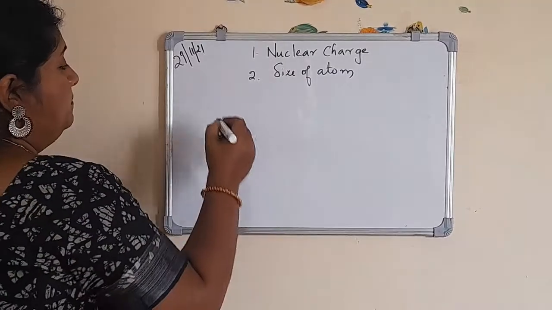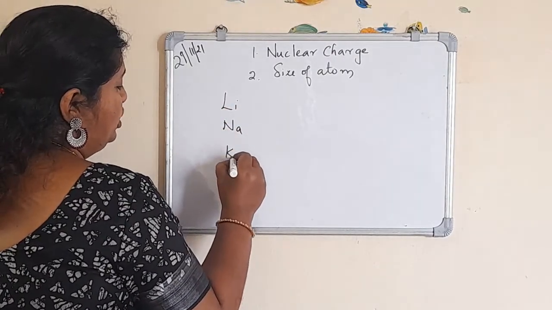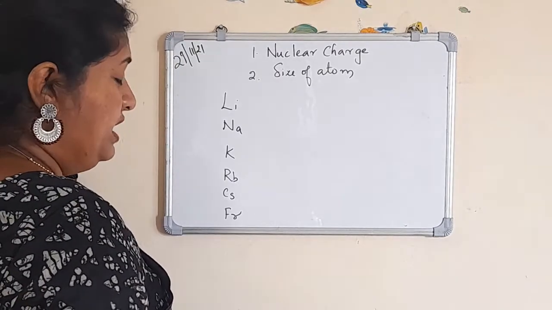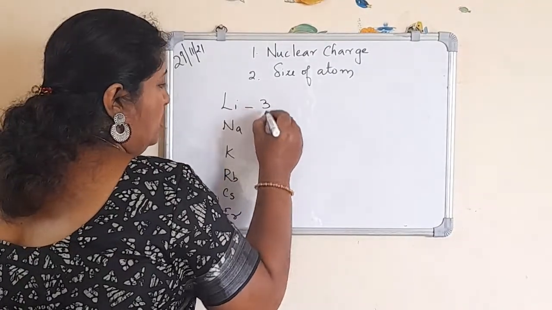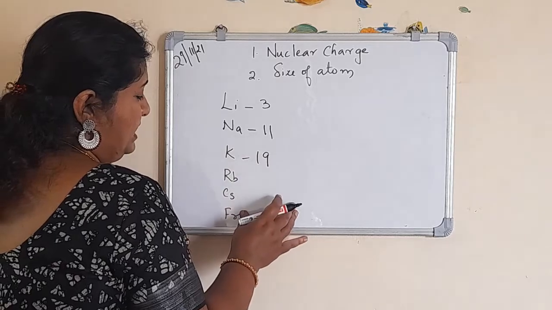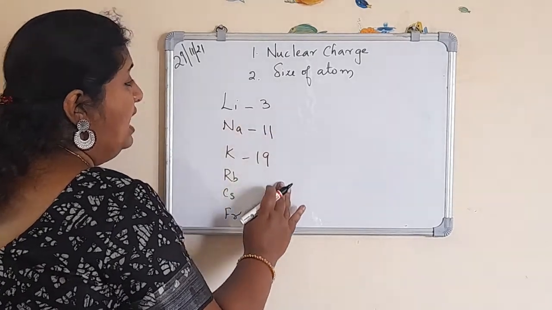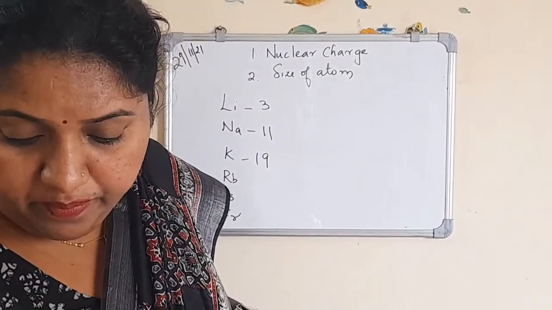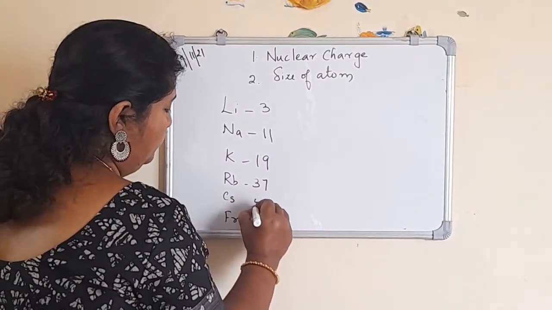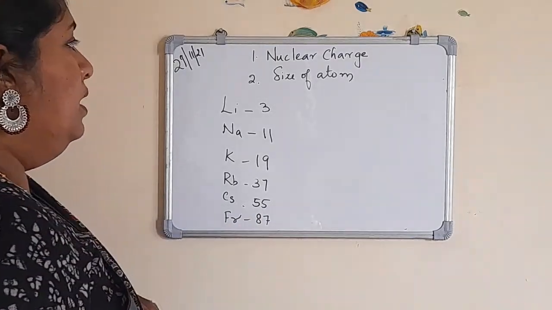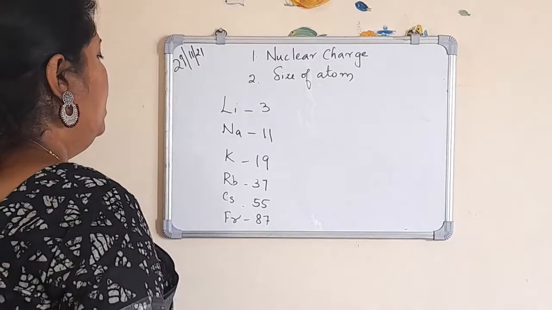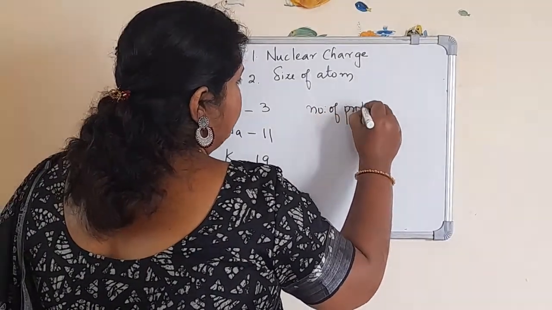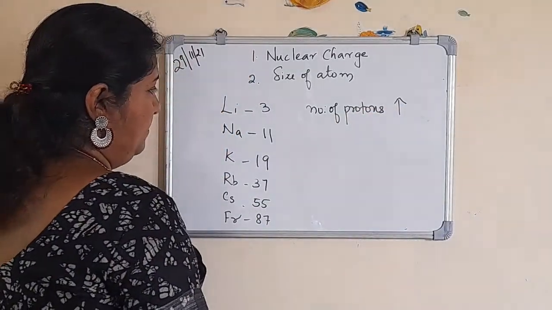Now, here: lithium, sodium, potassium, rubidium, cesium and francium. I told you when we were discussing the atomic size, when you deal with the atomic numbers of these elements, the atomic number keeps on increasing. The atomic size keeps on increasing. As we move from top to bottom down the group, the number of protons increases. That is why atomic number increases.